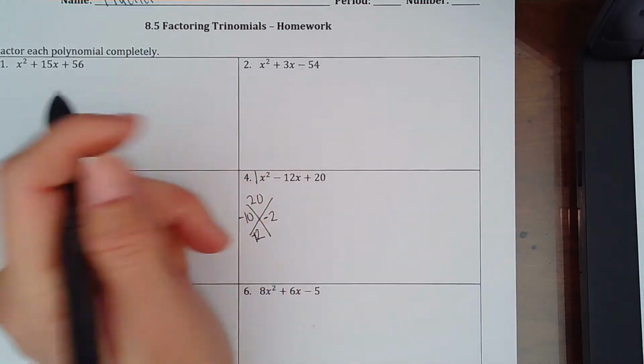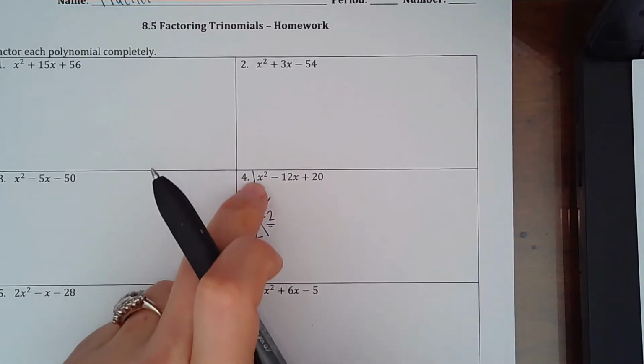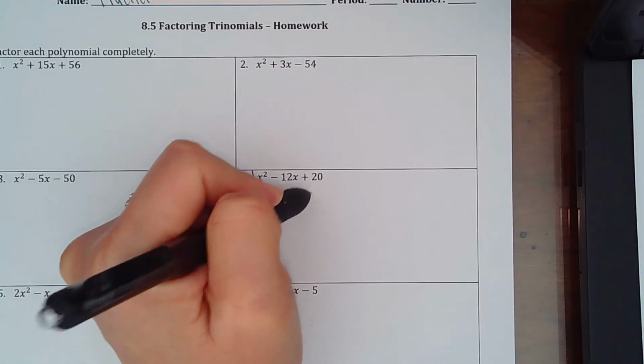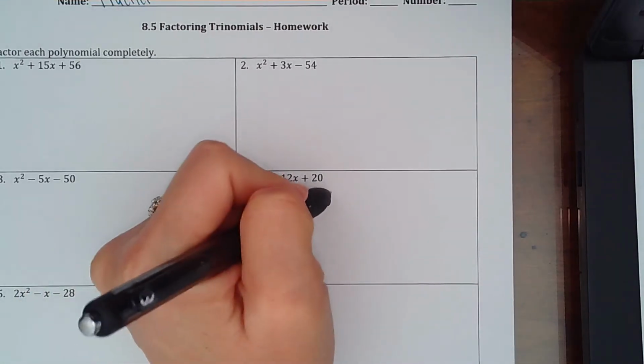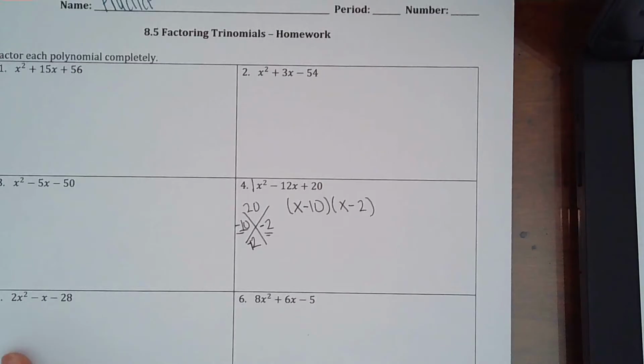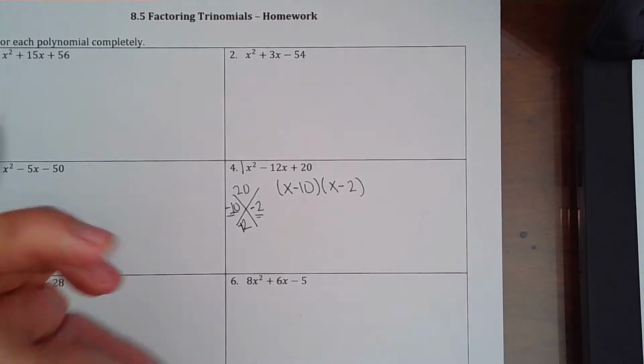So the cool thing about this is I actually don't have to split the middle term. I have my factors because a is not greater than 1. So I technically know that x minus 10 times x minus 2 would be my answer. But if that bit confuses you, we can factor by grouping like we've been doing.